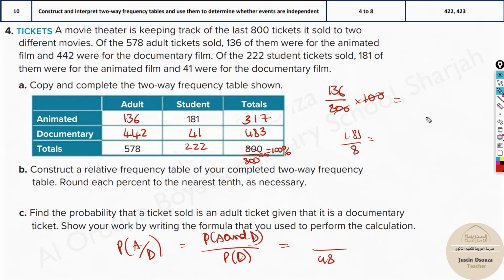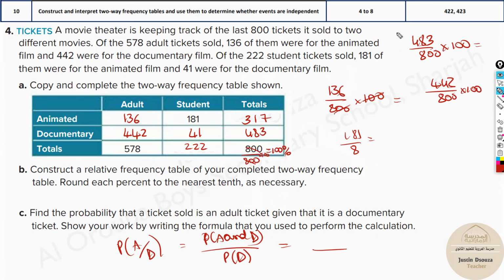You should take the relative frequency. That means you need to find the percent. 483 divided by 800 times 100. This answer must be taken here. And over here, the numerator, that is adult and documentary, is 442 divided by 800 times 100.